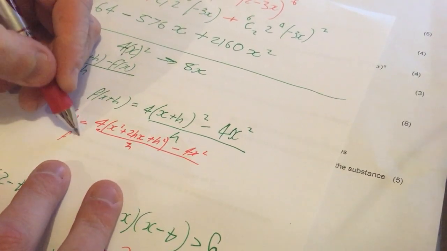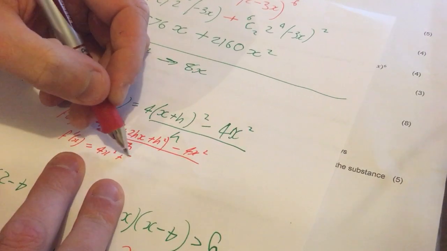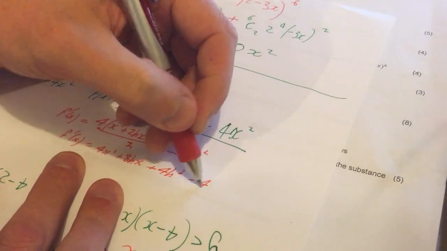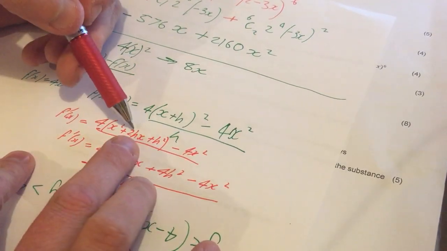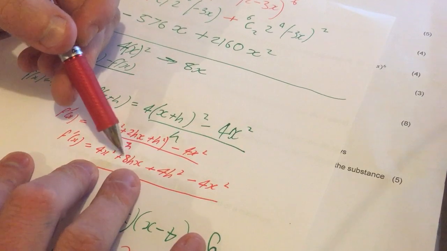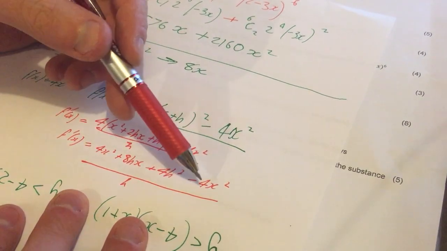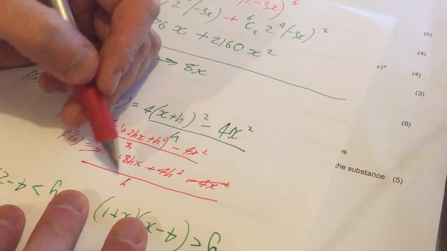Next line, we'll expand it all, so we get 4x squared plus 8hx plus 4h squared minus 4x squared over h. Be careful with the expansions. Some of you got this term wrong and you had 4 instead, which would lose a mark. So all we need to do now, these two terms, 4x squared minus 4x squared, they cancel out, and then we can divide all this by h.